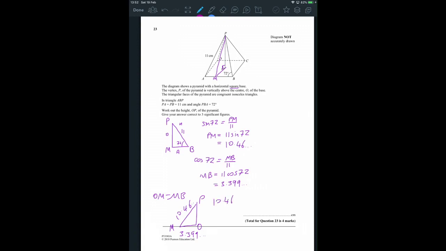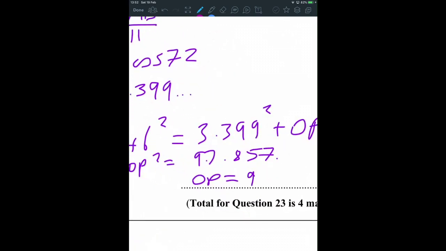This is then a Pythagoras style. So you're going to have those squared. We're looking for a shorter side, so it'll end up being a subtraction. So our 10.46 squared, take away this 3.39 squared, gives me OP squared. I'm writing down some of my working out, enough to show the examiner I know what I'm doing. Square rooting that answer and rounding to 3 sig fig, just in time for the answer line.